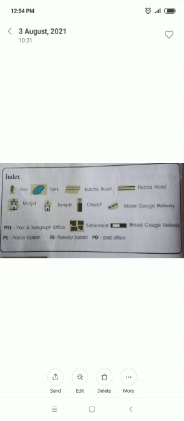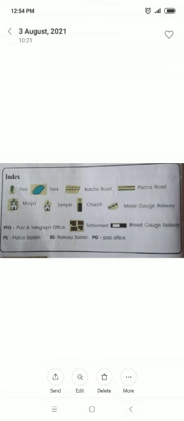Second one, tank. This symbol is used to represent a tank. Kacha road. This symbol is used to represent a kacha road. Pakka road. This symbol is used to represent a pakka road. Masjid. This symbol is used to represent a masjid. Temple. This symbol is used to represent a temple. Church. This symbol is used to represent a church. Meter gauge railway. This symbol is used to represent a meter gauge railway.